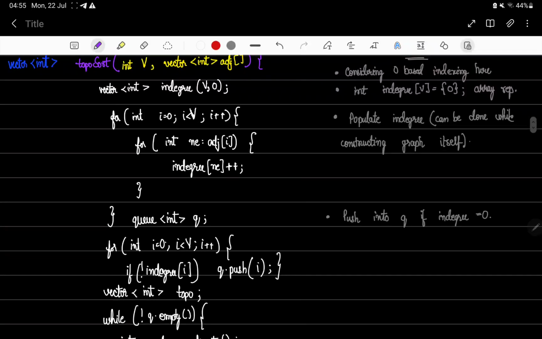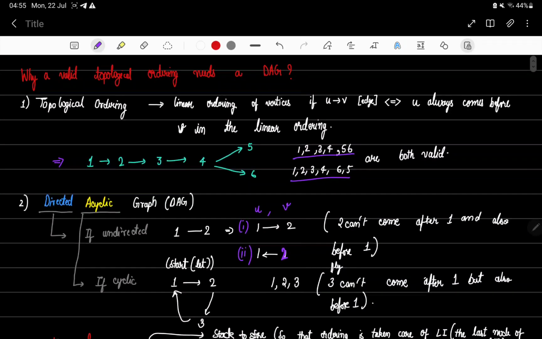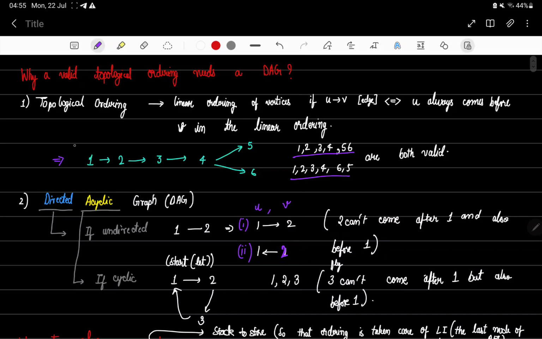Now coming to the code, first of all, what do we need to do? Over here we have to consider in every case what is the integrity of each of the vertices. Now why do we need integrity? We need to first identify from where do we need to start.